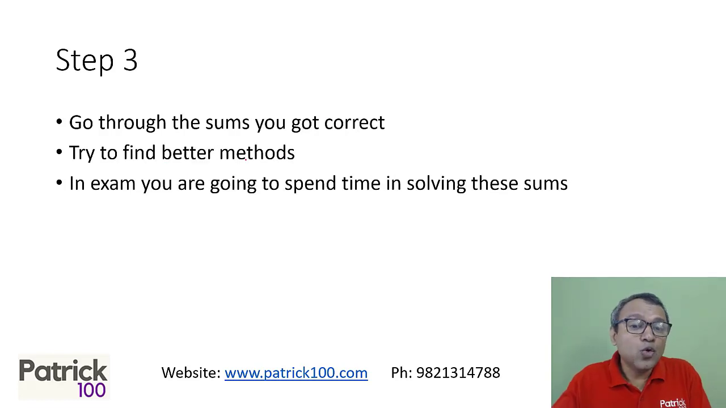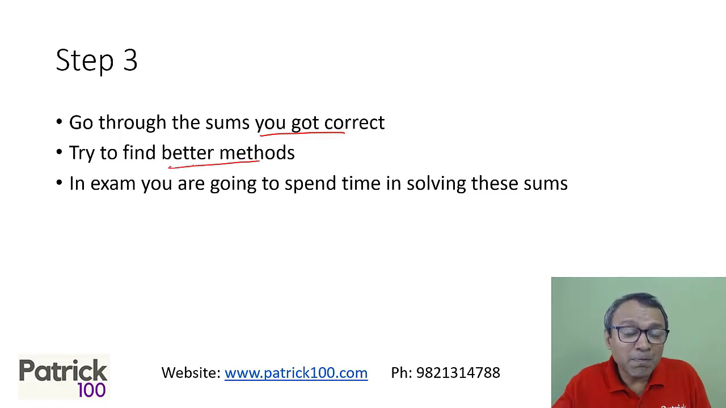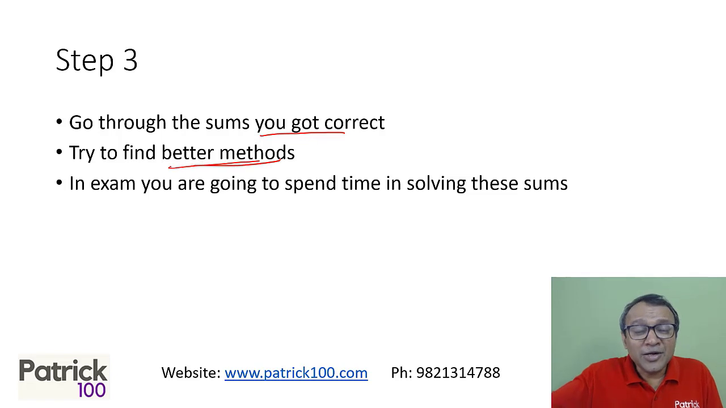Step 3, go to the sums you got correct. A lot of people miss out. But I normally tell people that this is important because in the exam, you're going to solve the correct questions. Whatever you got correct, these are the questions that you can get answers to, and this is what you'll be using in the examination. So I normally recommend people try to see if you can get better methods for these sums and reduce the time you take to solve them. The moment you can reduce the time for these sums, you will get more time to solve the other questions.